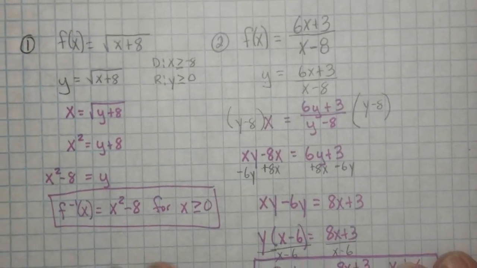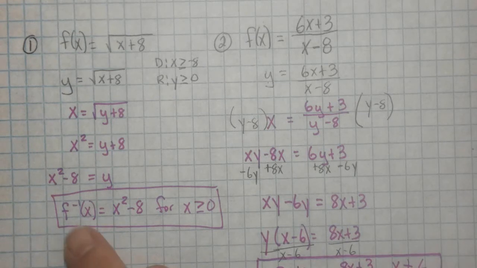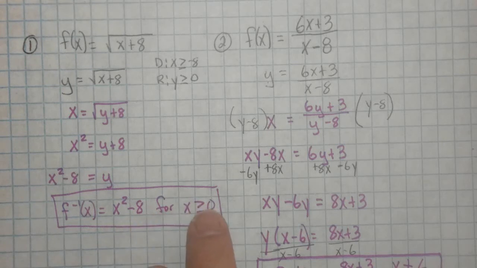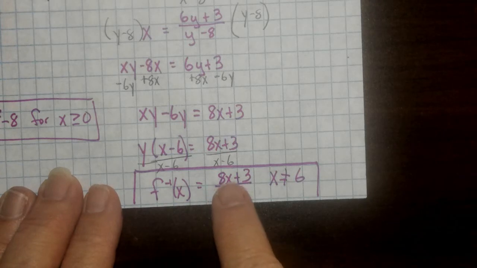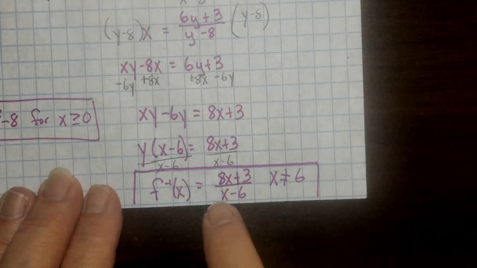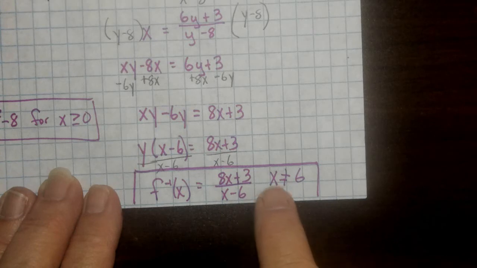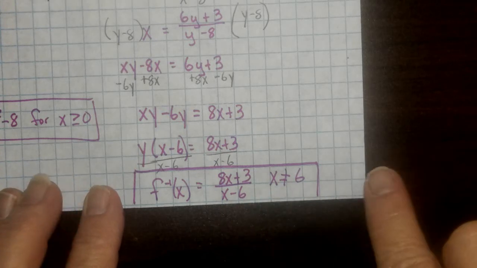Alright, let's check your answers. For number 1, f inverse of x should be x squared minus 8 for x greater than or equal to 0. For the second one, g inverse of x should equal 8x plus 3 divided by x minus 6, and x should not equal 6.